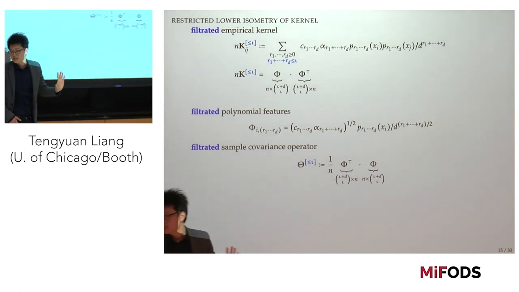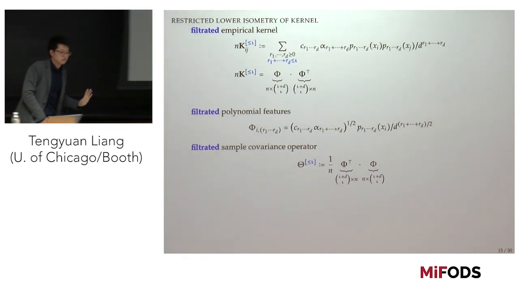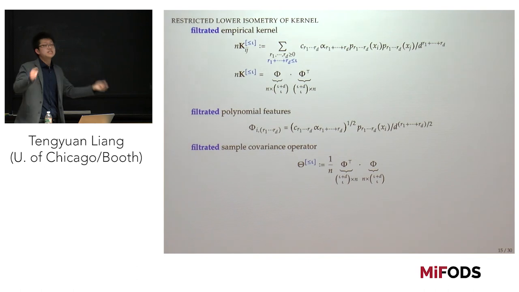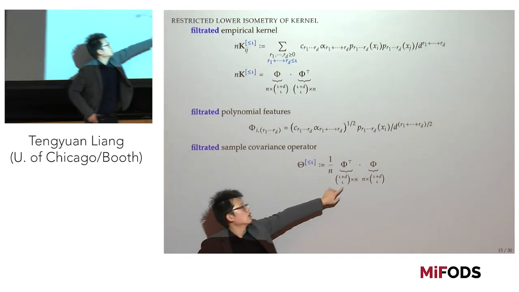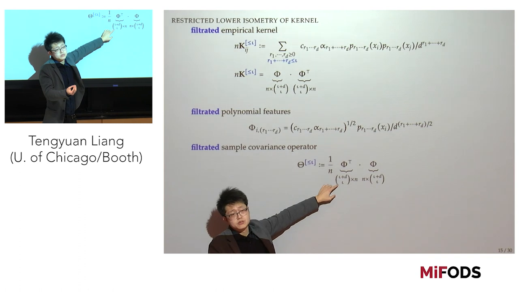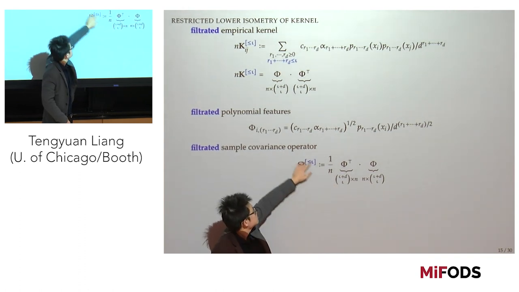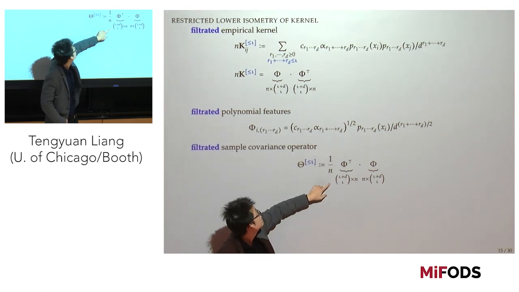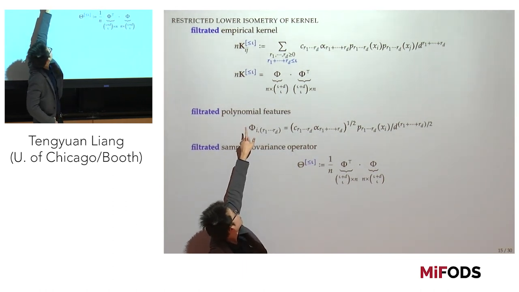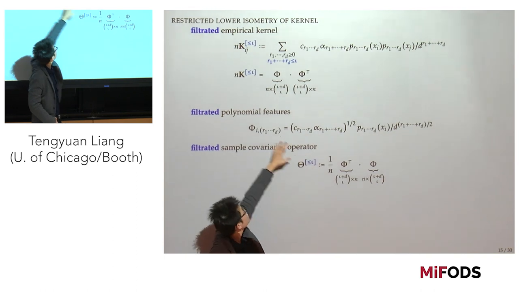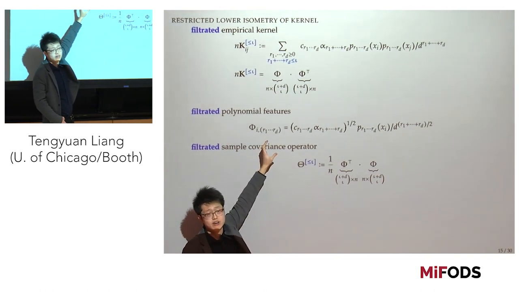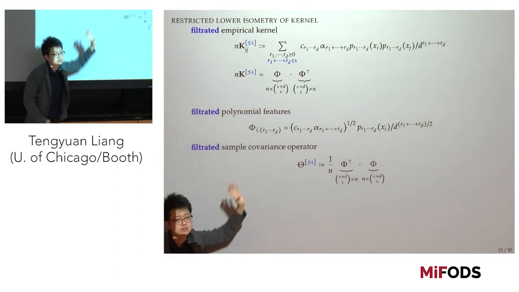So why is that? It's just a combinatorial factor, right? If you have d items and you want to get a bag of items of size at most alpha, there are all such terms. Essentially, it's the number of monomials whose degree is at most alpha. So now this is the covariance operator due to this filtrated kernel, and they share exactly the same non-zero eigenvalues, right? Clear? Good.